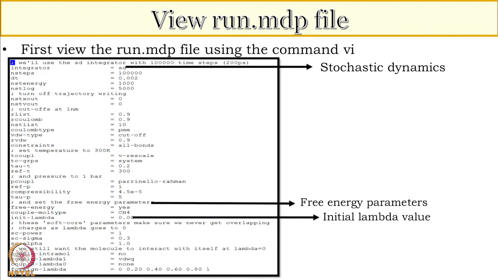So this is the run.mdp file. What we do here, we use stochastic dynamics. So in integrator we have to write SD, which specifies stochastic dynamics. So which is this file? You are showing the MDP file. Run.mdp file. Okay. And then we also have to specify free energy parameters. Right, here are shown the free energy parameters, where free energy equal to yes means you are calculating free energy.